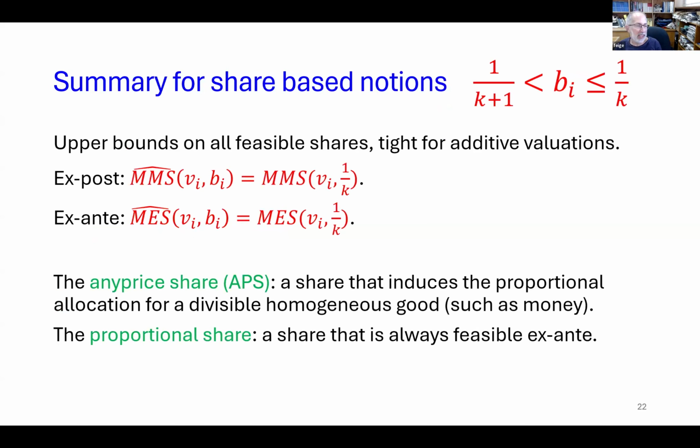Okay, so summary of share-based notions. The interesting case was that entitlement could be something which is not 1 over an integer. So we have these upper bounds on feasible shares. We had the MMS hat as an ex post notion, and then maximum expectation share hat as an ex ante notion. And we also have not upper bounds, but actual shares that have nice properties. So the any price share is a share that induces the proportional allocation for dividing divisible homogeneous goods. And the proportional share is a share that ex ante is always feasible.